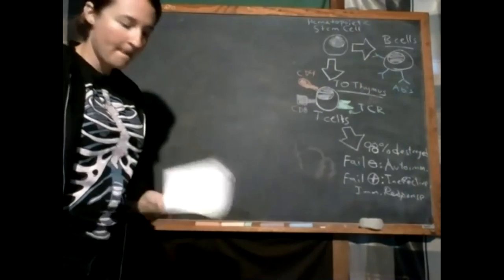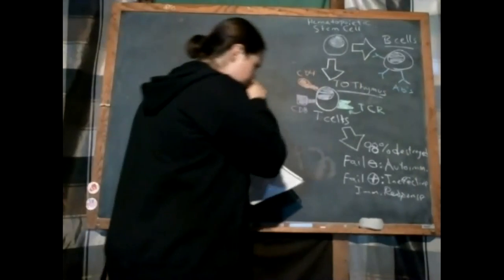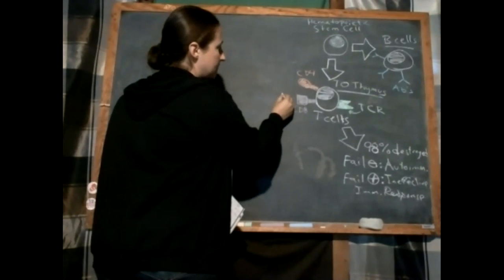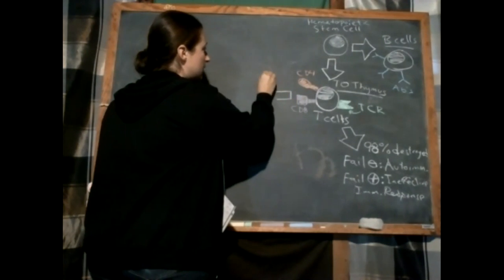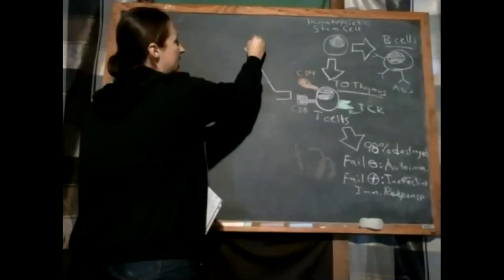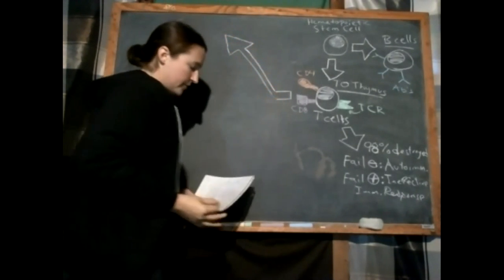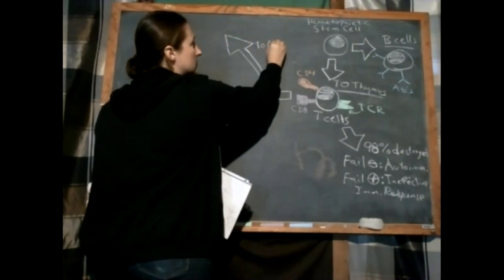Okay. The other 2%, what is happening with them? And I'm totally going to run out of space here. I'm really sorry, but we'll figure it out. So the other 2% are going to migrate out to our tissues, right, to our lymphatic tissues.